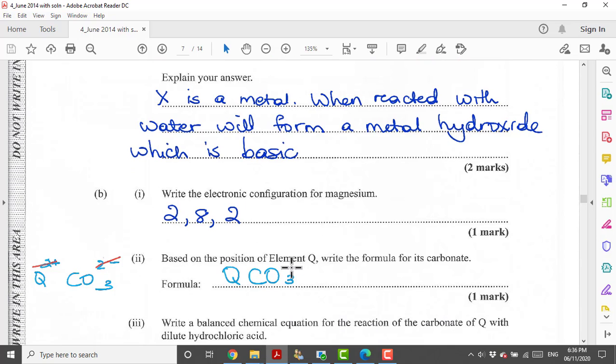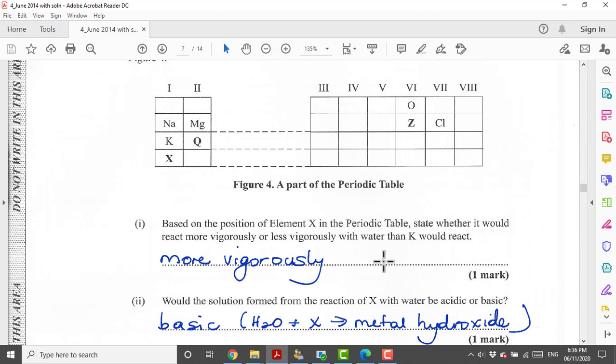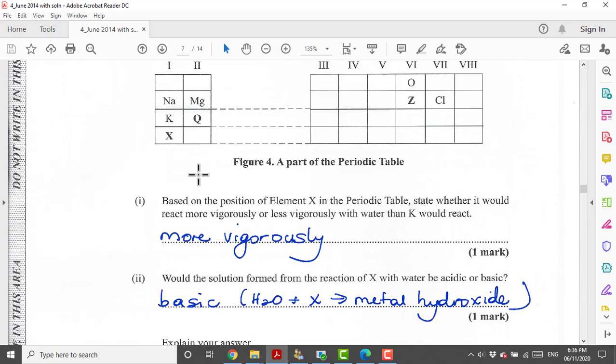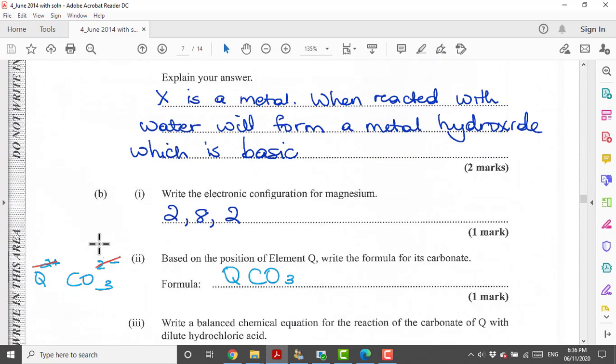Based on the position of element Q, write the formula for its carbonate. So let's look at Q. Right? So Q is right under magnesium in group 2. Anything in group 2 has 2 valence electrons and will form a cation of 2+ charge. All right? So our Q cation will be 2+. The carbonate ion is CO3 2-, and the charges, because they are the same but oppositely charged, can be cancelled, right? So you end up with QCO3.